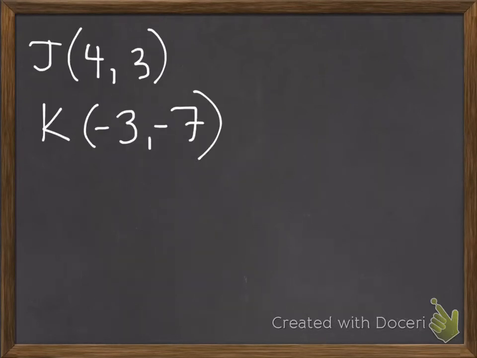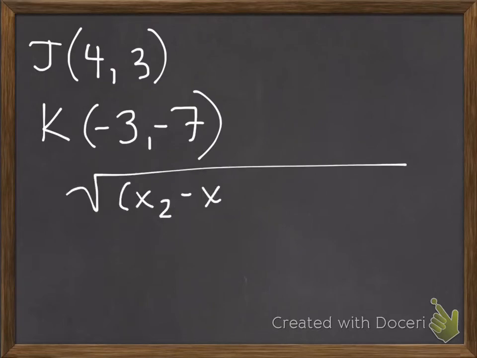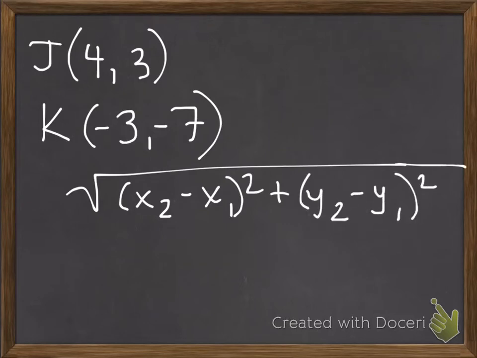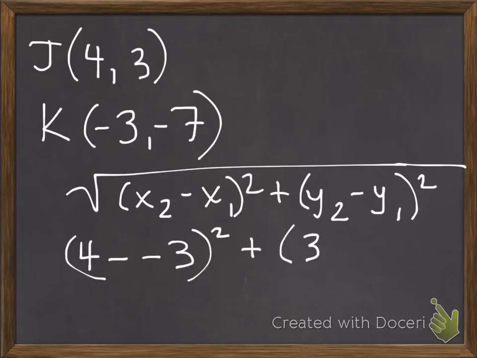Now we're going to do the same thing again, and it might help to write the formula over and over here in the beginning, because you're going to do it a bunch of times. So the x's subtract. 4 minus negative 3 squared, plus the y's subtract. 3 minus negative 7 squared.